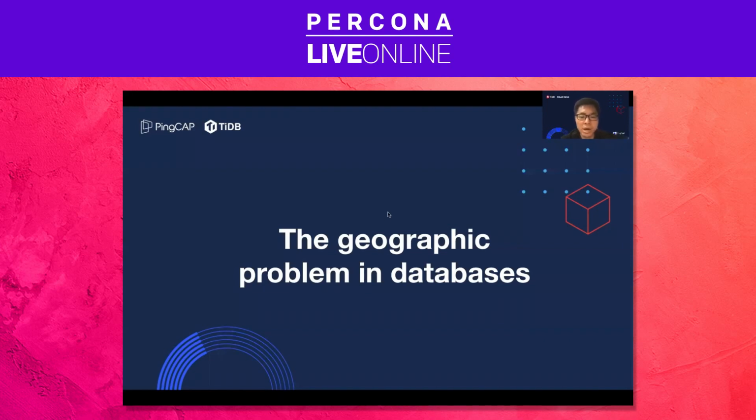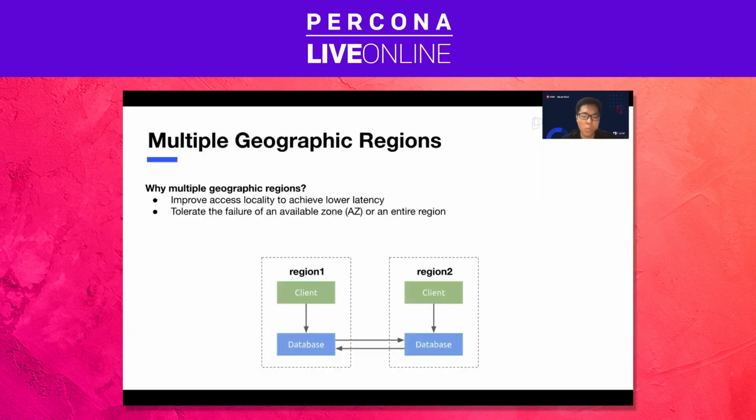At first, let's talk about the geographic problem in databases. So why do we need multiple geographic regions? There are several reasons. The most significant one is a database across multiple regions can improve access locality, which can achieve low latency. Secondly, it also improves availability. For example, even if the database in AZ1 is down, the application from AZ1 can still access the remote database in AZ2.